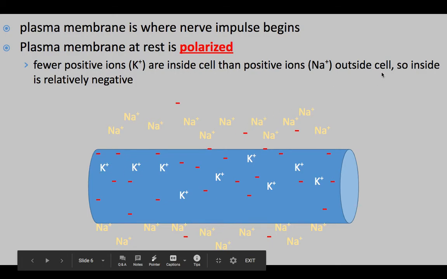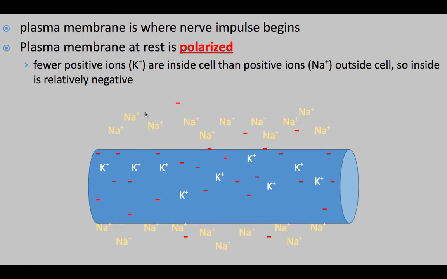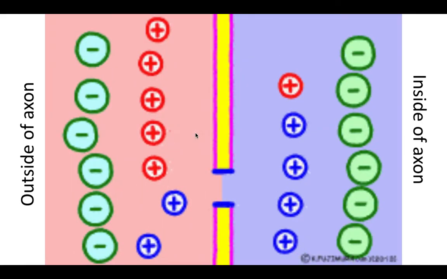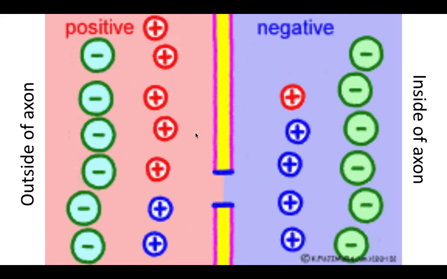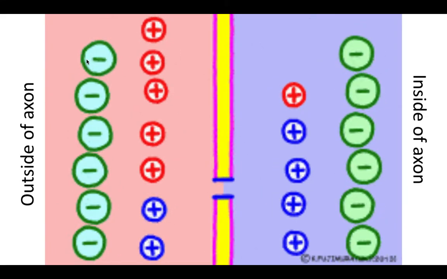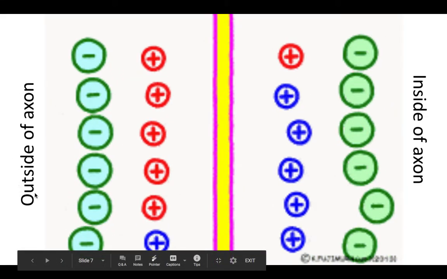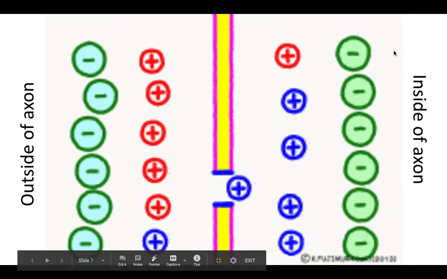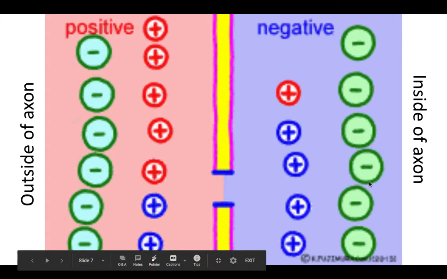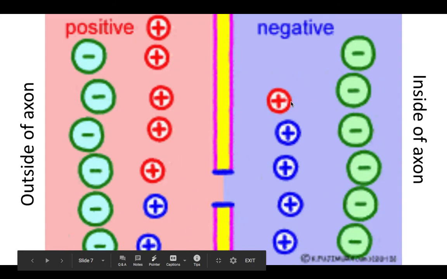What that means is the inside of the axon ends up becoming relatively negatively charged, and the outside of the axon ends up becoming relatively positively charged. So let me illustrate that a bit more. You're going to have negative charges both outside the axon, which I've labeled for you here, and you're going to have negative charges inside the axon. And you're going to have positive charges on both sides.